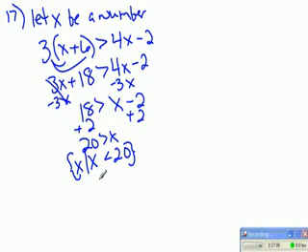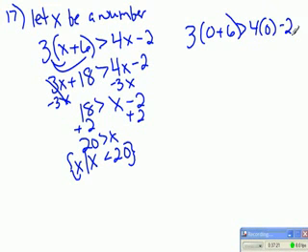Then I need to check my answer. We want x to be less than 20, so I'm going to choose 0 because 0 is easy. I tend to use that a lot. 3 times 0 plus 6 is greater than 4 times 0 minus 2. So I replaced all my x's with zeros.